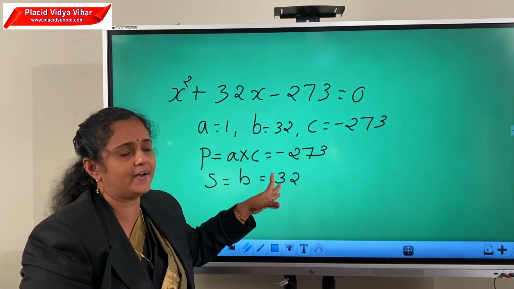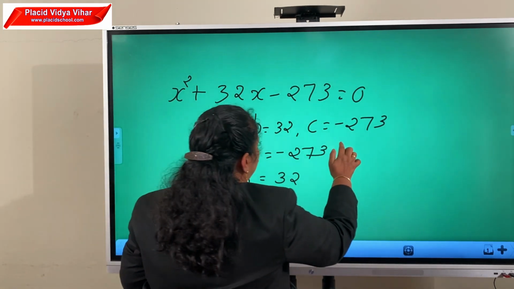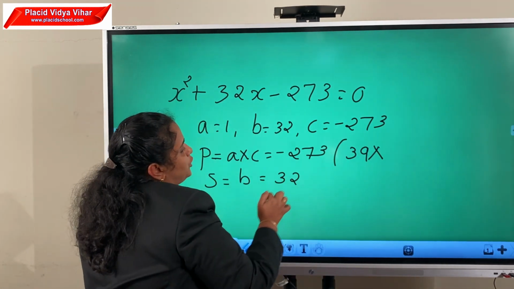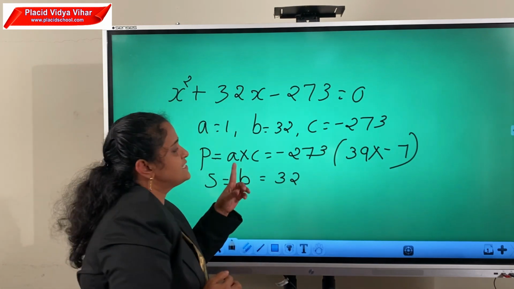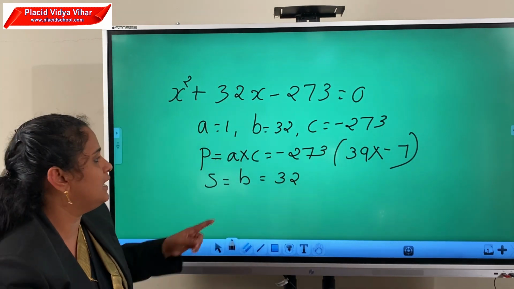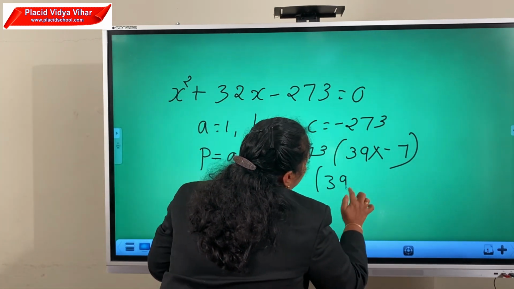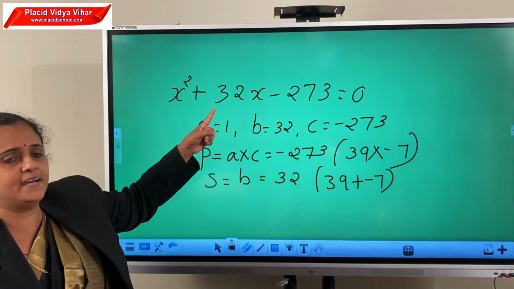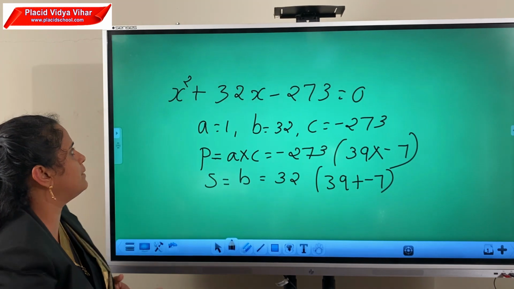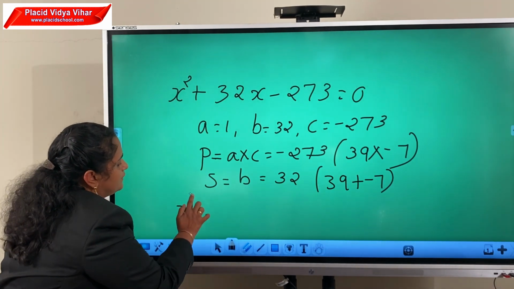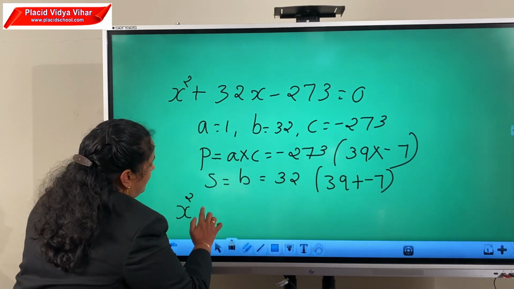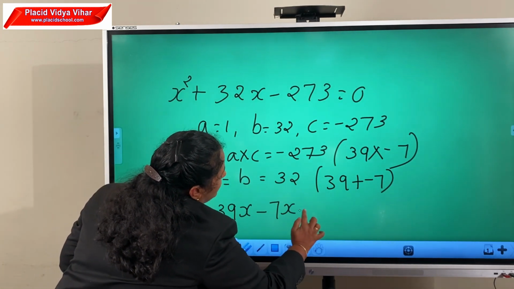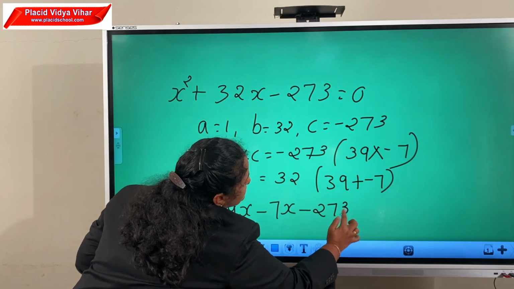Then find the numbers. What are the numbers? The numbers are 39 into minus 7. The answer is minus 273, and 39 plus minus 7, that is 32. Then we can split only the middle term. The first term and last term stay the same, that is x square. The middle term can be written as plus 39x minus 7x minus 273 is equal to 0.